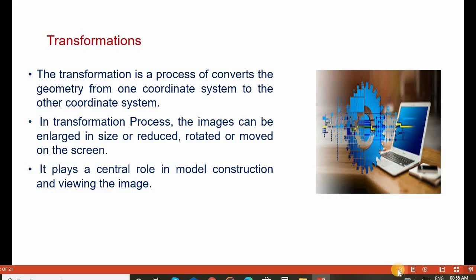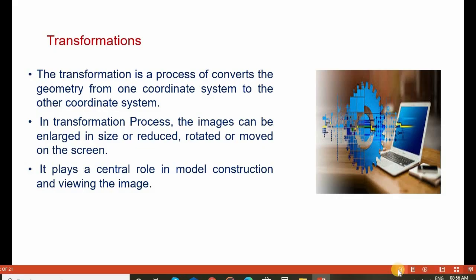Basically, transformation is a process that converts the geometry from one coordinate system to another coordinate system. It converts the geometry of the object, image, or any other component. The coordinates of the particular geometry of the object or image can be transferred to another coordinate system. In this transformation process, the images can be transformed.